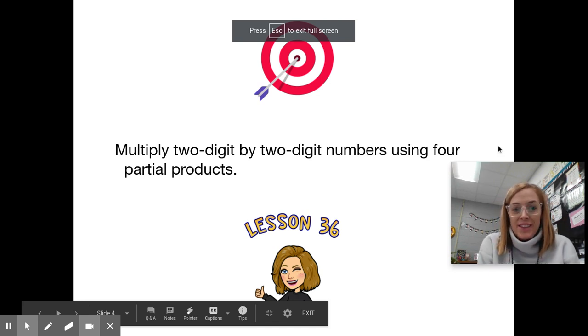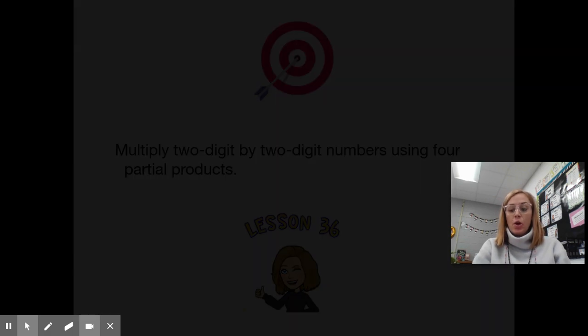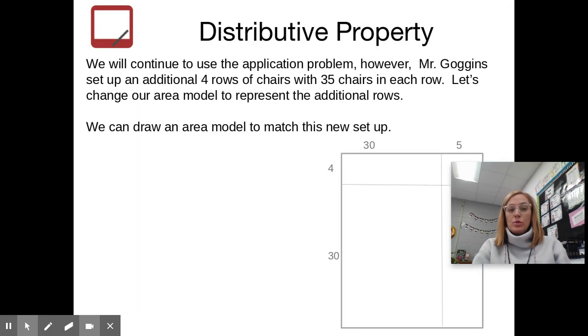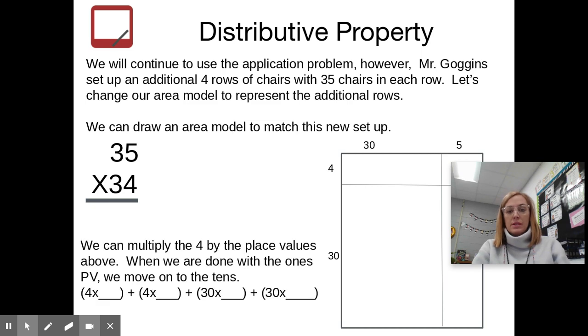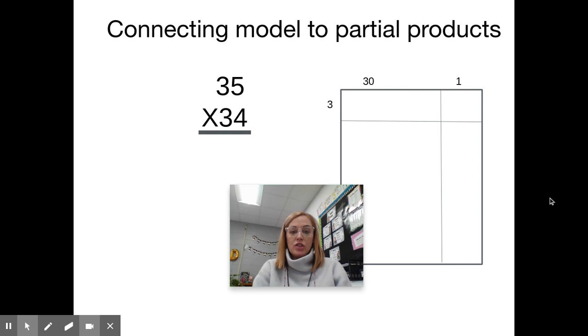Okay, welcome to lesson 36. Today we are still doing two digit by two digit multiplication, and now we're going to have up to four partial products. So let's go ahead and take a look. We're going to continue to talk about what we learned in the application problem.